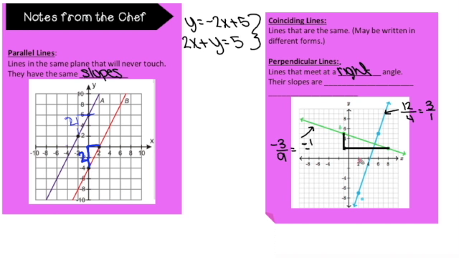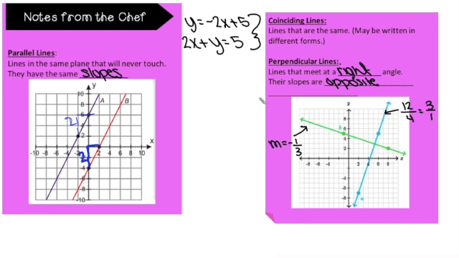So then what do I notice? What is the relationship between the slope of the blue line and the green line? Well, I notice that the 1 and the 3 flopped places in the numerator and denominator, and instead of being positive, it's negative. So these slopes are what we call opposite reciprocals.